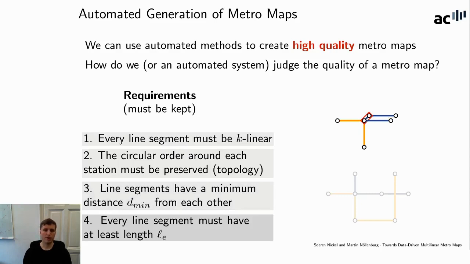And fourth, every line segment must have a minimum length. And here the minimum length is to create a more legible metro map, because everything is nicely spaced, but also because you will see in the next step that we also want to minimize the length of every single edge. This minimum length gives us a kind of bottom line for everything. And together this leads to a nice distribution of stations over a line.